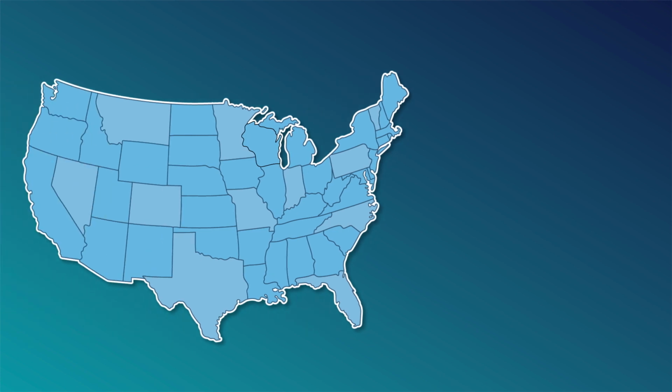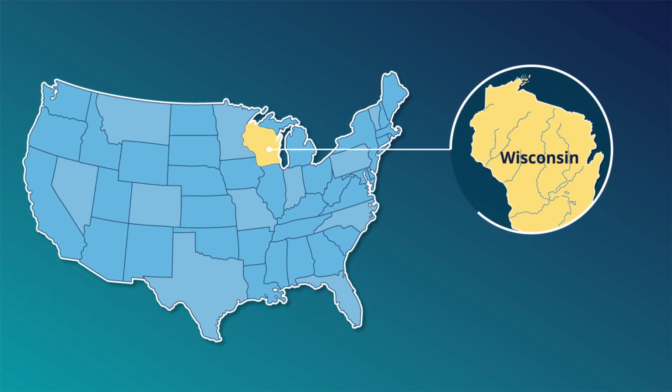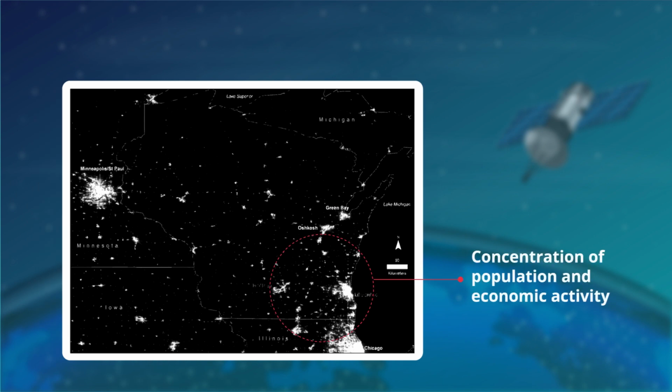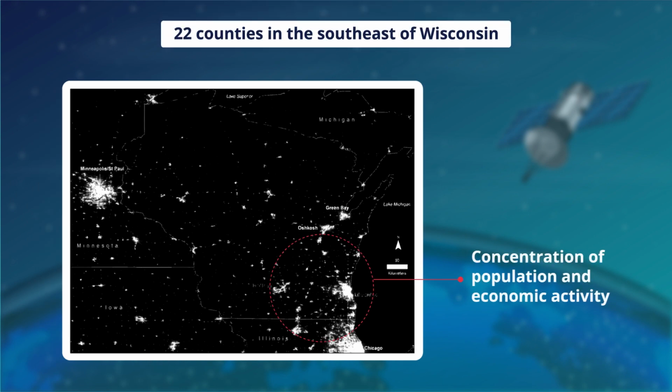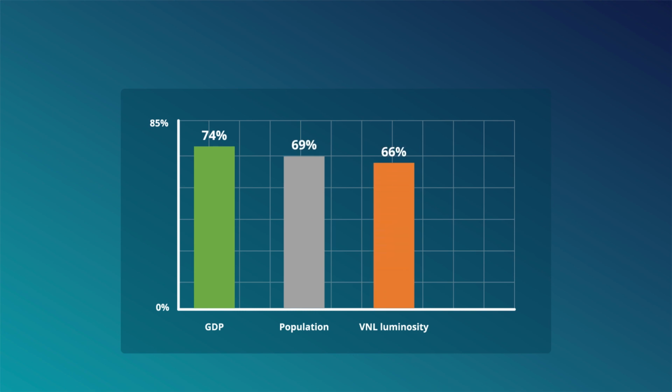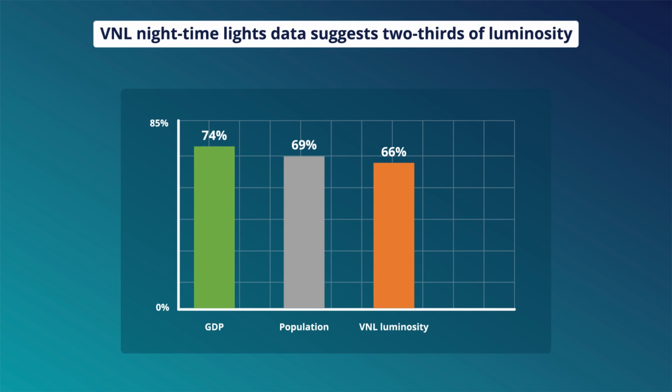They use a visual example from the U.S. state of Wisconsin, conveniently bordered on 2 sides by water and sparse populations to minimize outside interference. Population and economic activity concentrate in 22 counties in the southeast of this state, near the largest city, Milwaukee, and the capital city, Madison. These counties generate 74% of state GDP, are home to 69% of the population, and to 2/3 of luminosity using the accurate VNL nighttime lights data.